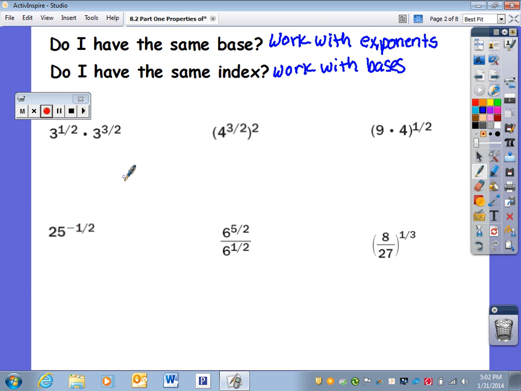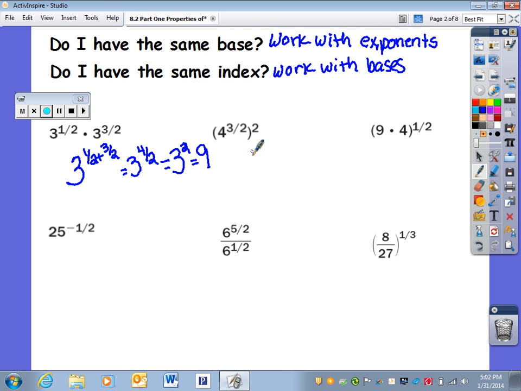So if I want to simplify 3 to the 1/2 power times 3 to the 3/2 power, we have the same base. And since we're multiplying bases, we know from the properties of exponents that we then can add our exponents together. So that's going to equal 3 to the 4/2 power, because remember, when you add fractions you keep the denominator and we add the numerators. So if we simplify 4/2 as we simplify fractions, this is going to be 3 to the 2nd power, and 3 to the 2nd power is 9.